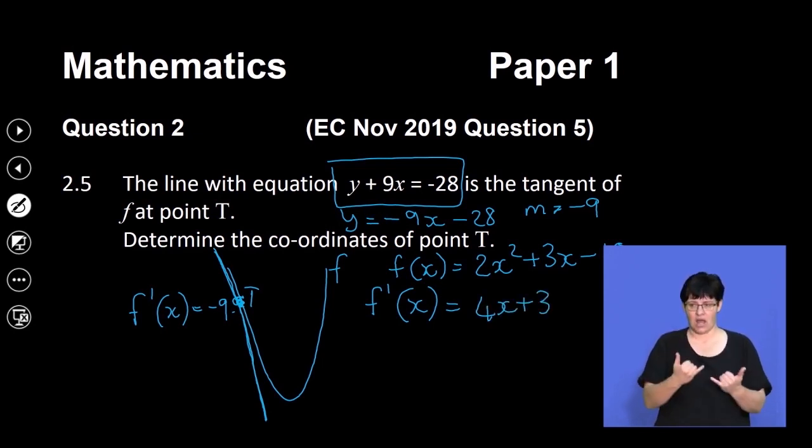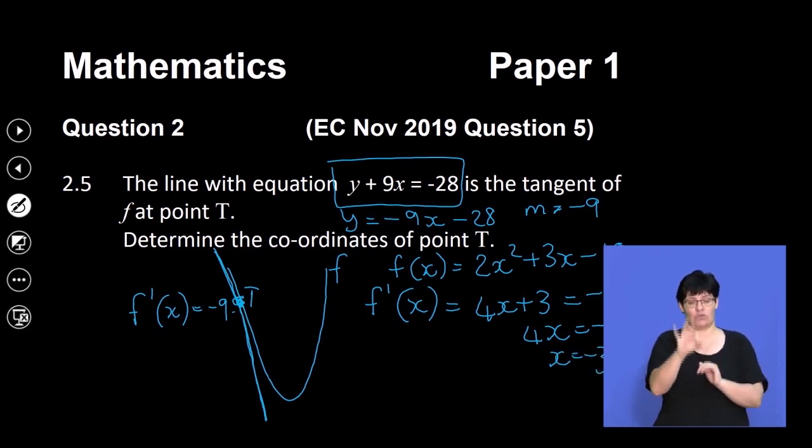And we can now make that equal to negative 9, because the gradient of f will also be equal to negative 9 at point t. And we can solve for x. So we have 4x is equal to negative 12, which means that x is equal to negative 3. Okay, so we have the x-coordinate of this point is minus 3. All we need is the y-coordinate. Don't forget the y-coordinate. You asked for both the x and the y-coordinate.